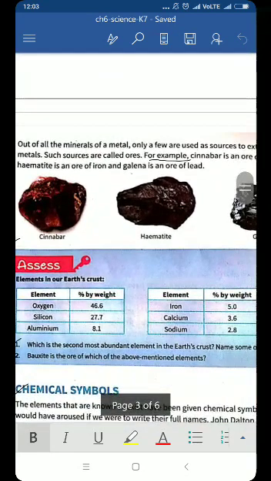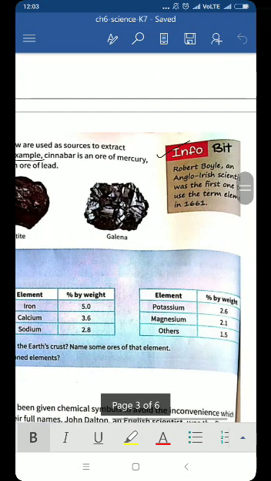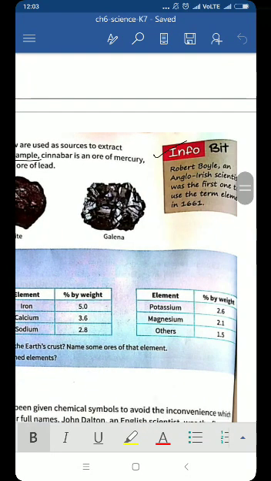Next is minerals and ores. See, minerals are found in the earth's crust, and when you are extracting metal from it, then the extracted metal is an ore. Such sources are called ores. For example, cinnabar is an ore of mercury, and hematite is an ore of iron. Next is infobit box. There was an Anglo-Irish scientist named Robert Boyle, and he was the first one to use the term element in 1661.